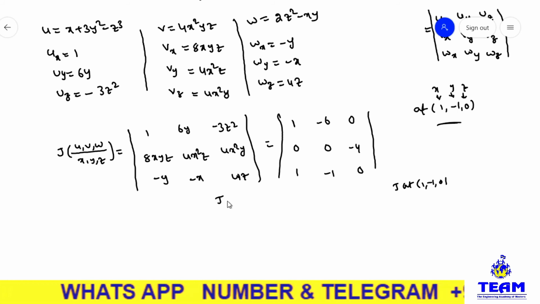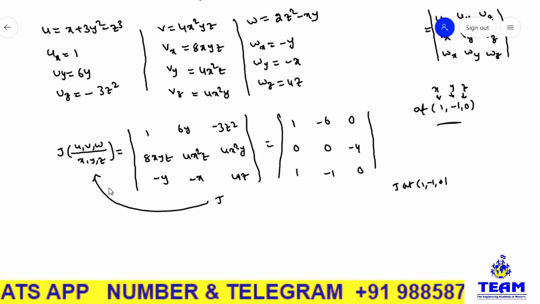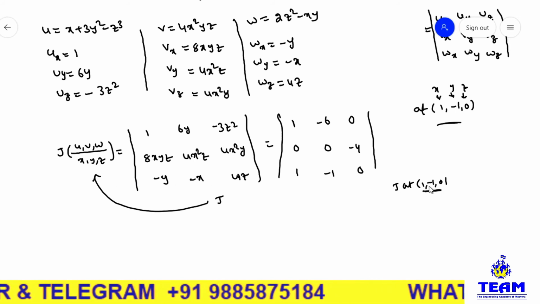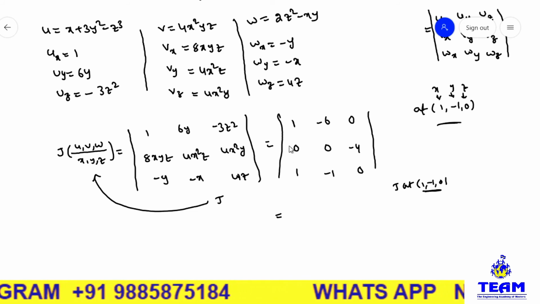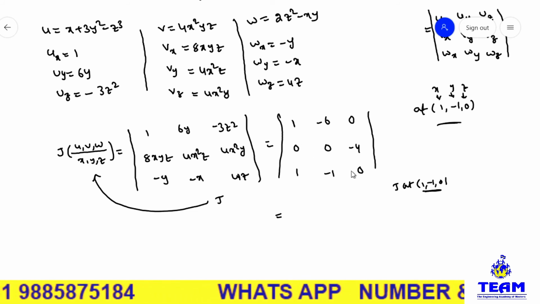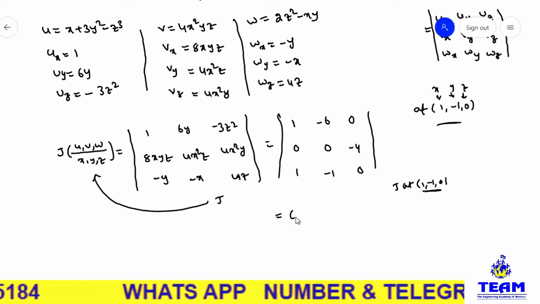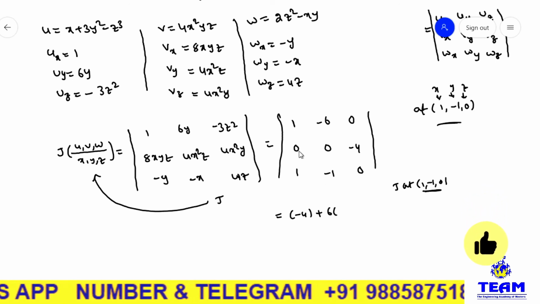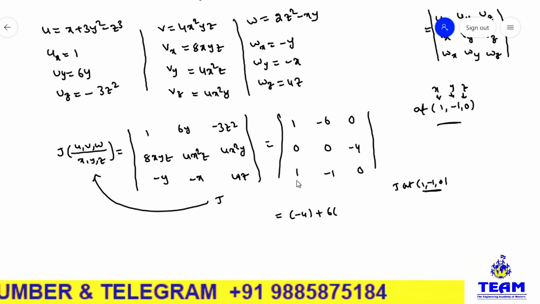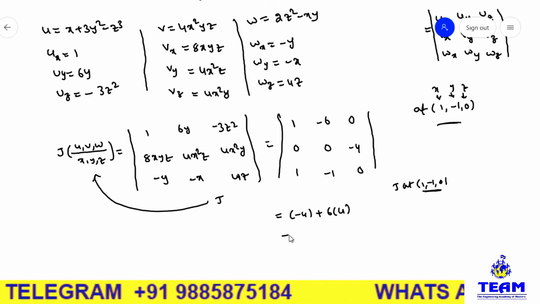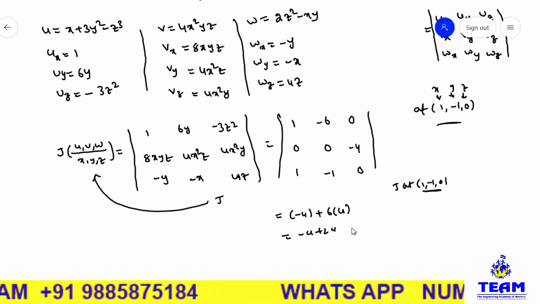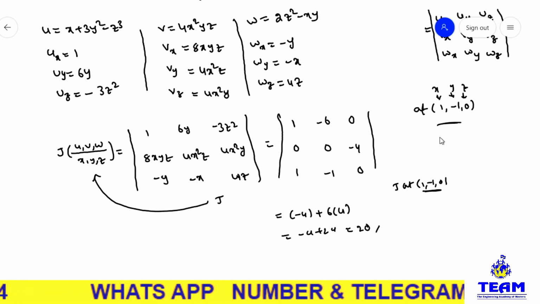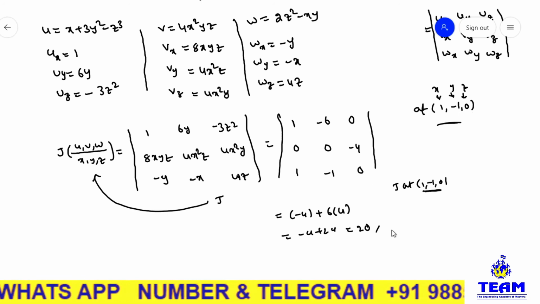So friends, you see this is the Jacobian of u, v, w with respect to x, y, z at the point 1, minus 1, 0. Now we have to find this determinant. I am doing it: 1 into 0 minus 4, so this will be minus 4. This is minus 6, and minus of minus means plus 6 times this, which is 0. And what about this? Minus of minus is plus 4. So this is minus 4 plus 24. Minus 4 plus 24 means 20. So the Jacobian of u, v, w at the point 1, minus 1, 0 is 20.